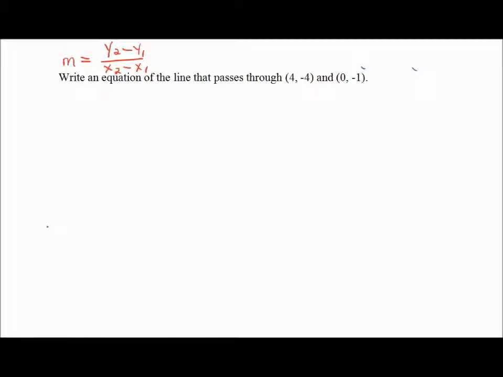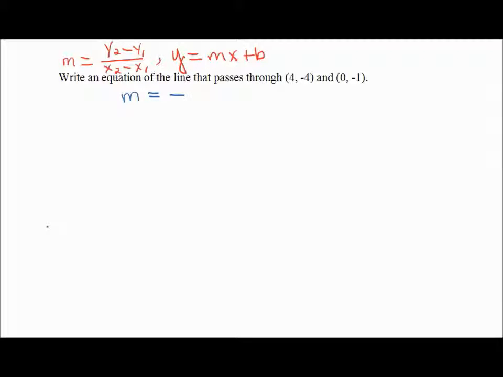It's your slope formula. The other formula that you'll need is your slope intercept, y equals mx plus b. Those are the two that you're going to use, okay? So now I know that you need to find your slope first.